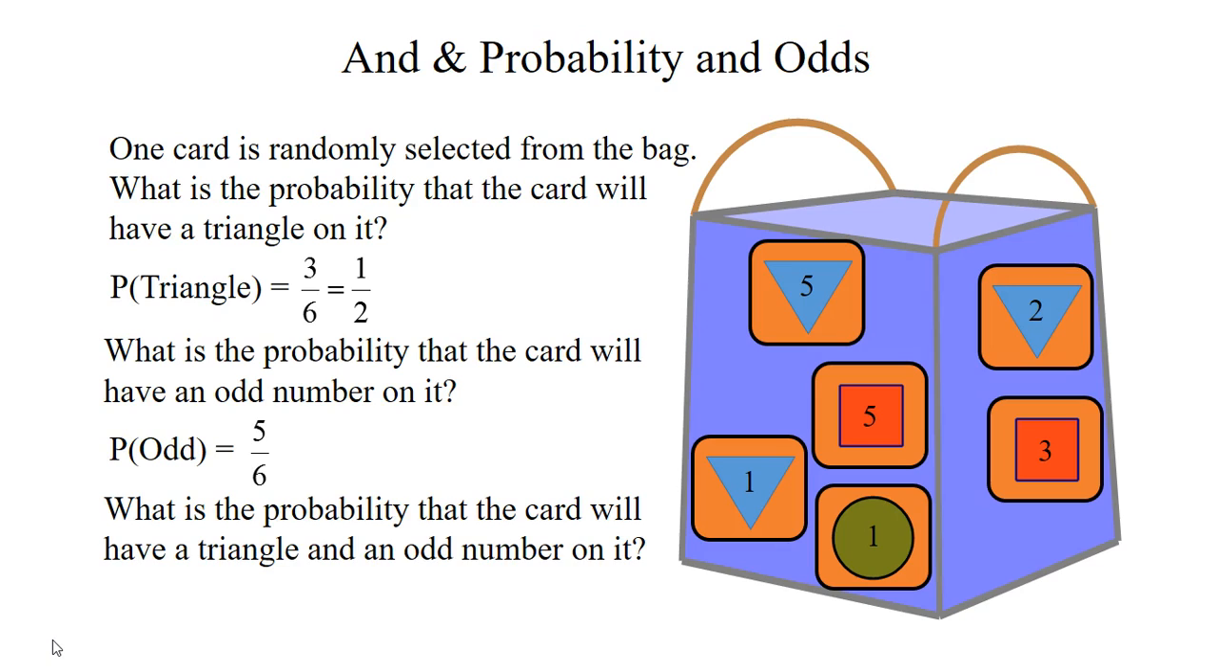Now let's find the probability that it will have a triangle and an odd number on it. So there are 3 triangles with the numbers 1, 5, and 2 on them. The first 2, 1 and 5, are odd, so that would be 2 out of 6, or 1/3. Again, the intersection of being a triangle and an odd.